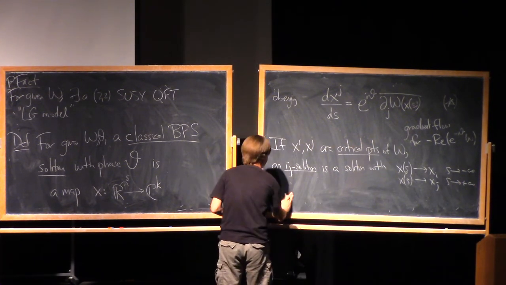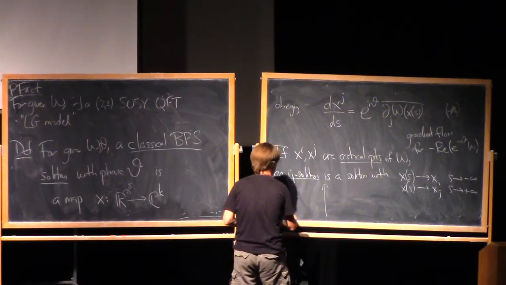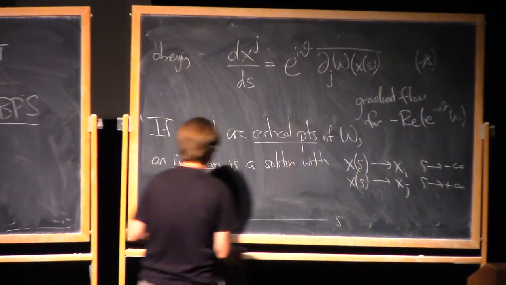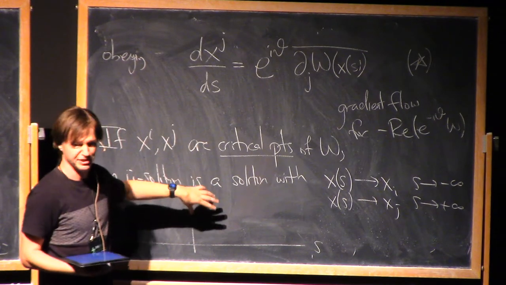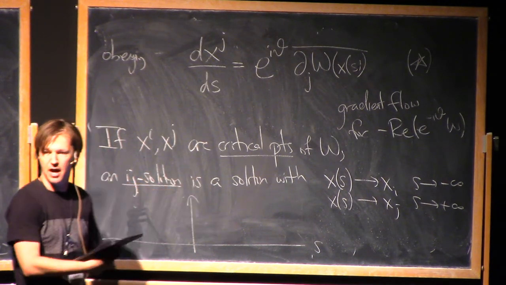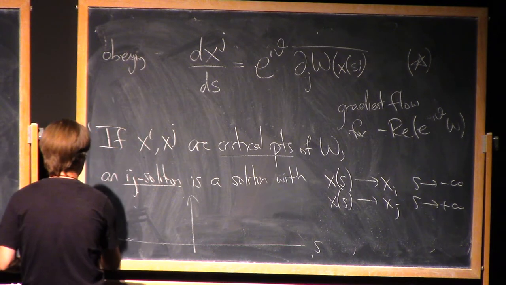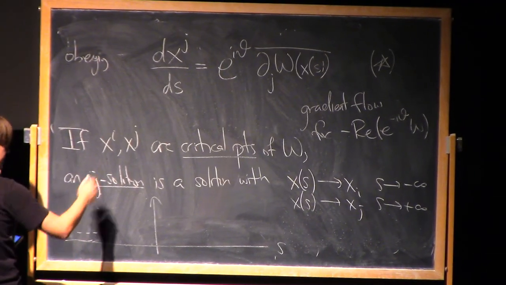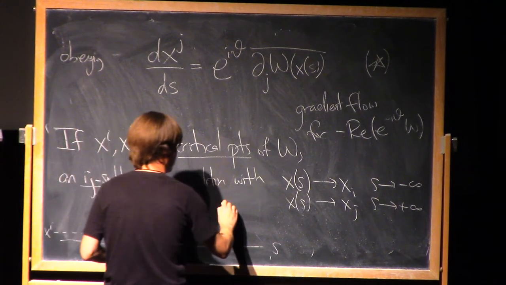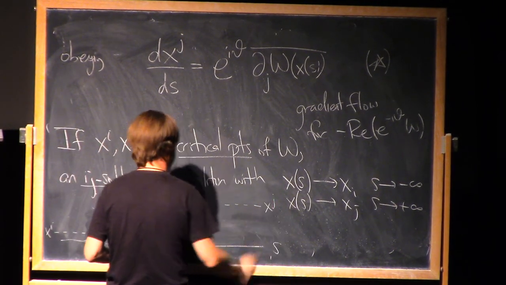So the picture of what these things look like in space: of course, the thing is actually complex valued, valued in C^k, so this is kind of a toy picture. But the toy picture of what it looks like is, way over here, it's at the critical point x_i. Way out here, it's at the critical point x_j.